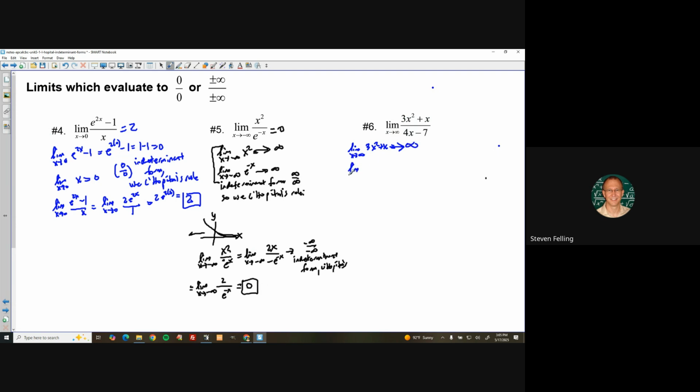For the denominator, limit as x approaches infinity of 4x minus 7. That's a giant number. Take away 7, it's still a giant number. It means I have the indeterminate form, infinity over infinity. So use L'Hopital's rule.